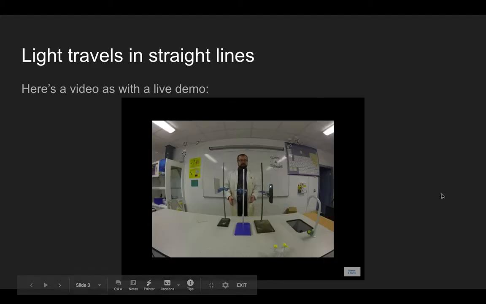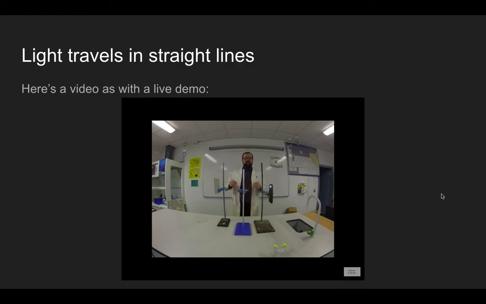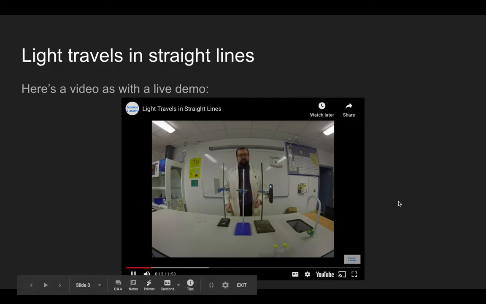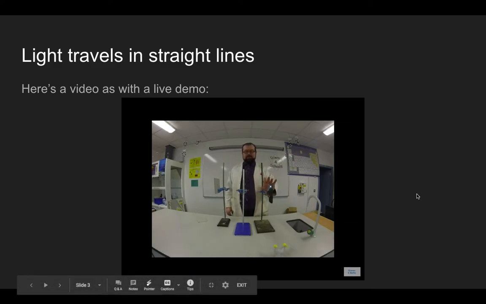Hi, welcome to Science for Schools. Today we're going to be investigating how light travels specifically. Does it travel in a cone? Is it a straight line? That kind of thing. So what we're going to need is a light source here.